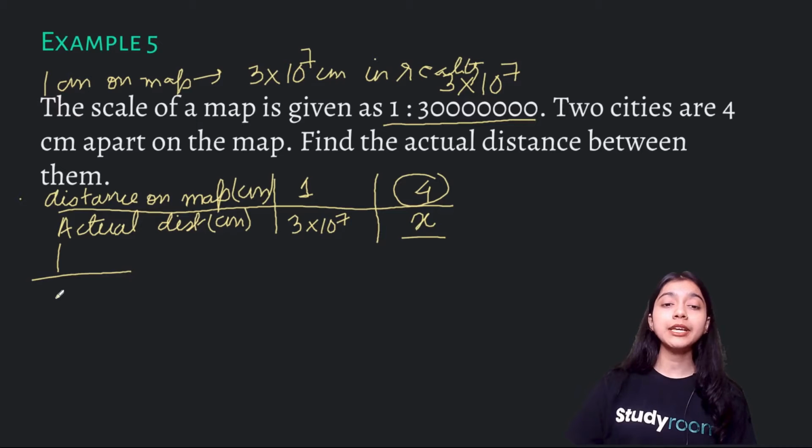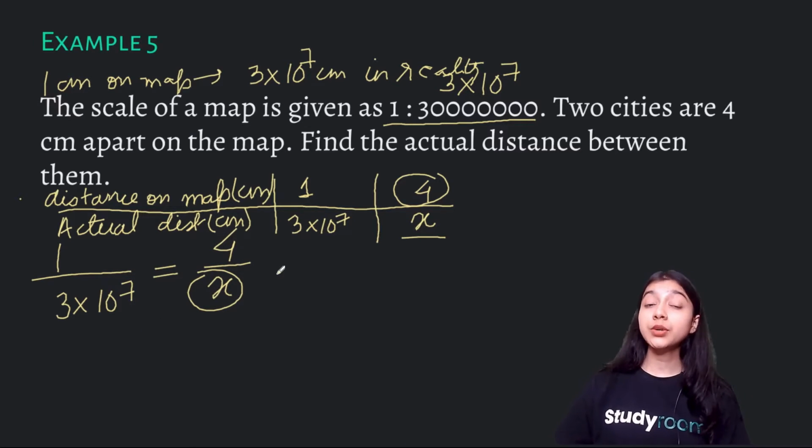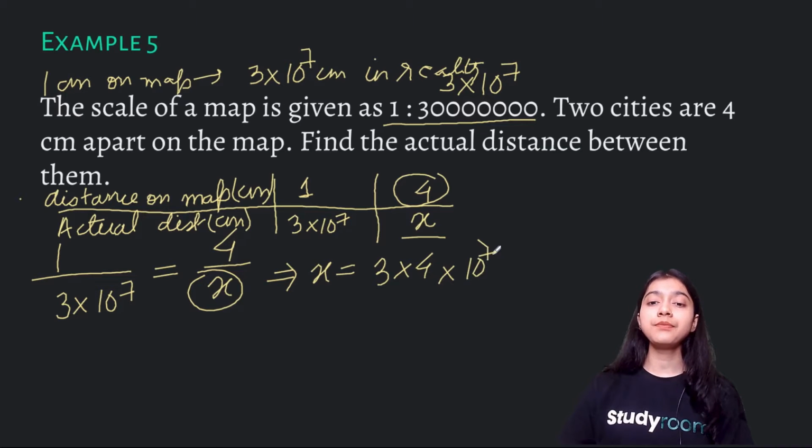So we'll have 1 by 3 multiplied by 10 to the power of 7 equals 4 by x, where x is the actual distance between the two cities. From here we can calculate the value of x, that is x is equal to 3 multiplied with 4 multiplied with 10 to the power of 7, and this will be in centimeters, which equals 12 multiplied with 10 to the power of 7 centimeters.